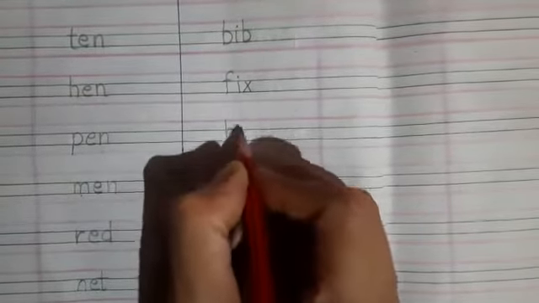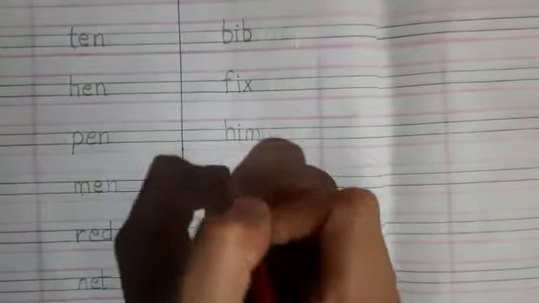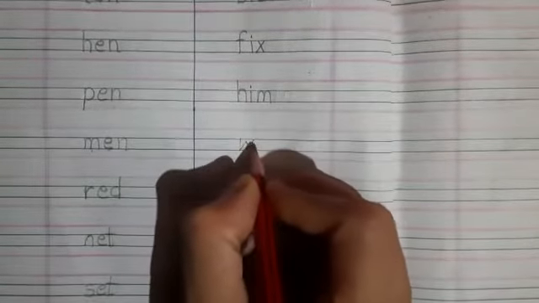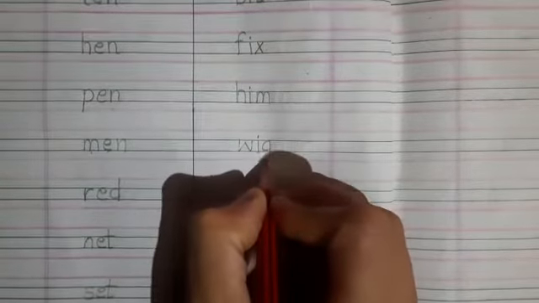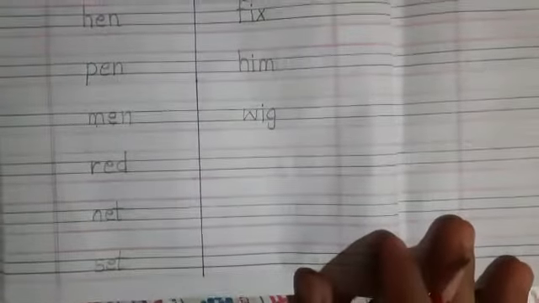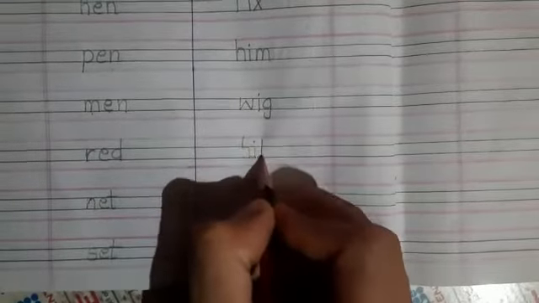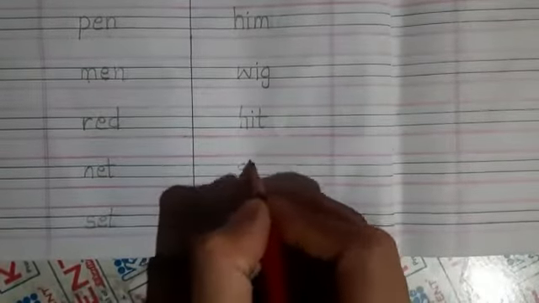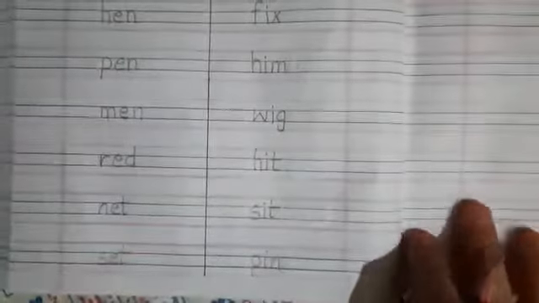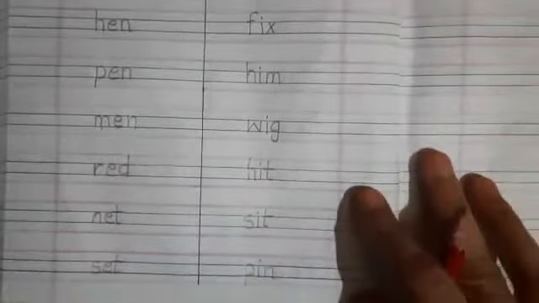H I M, him. W I G, wig. Next is H I T, hit. S I T, sit. P I N, pin. Okay, now let's repeat all.